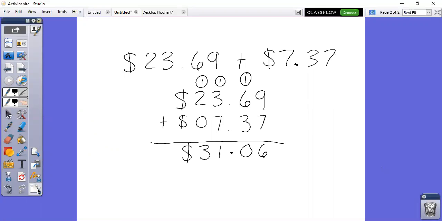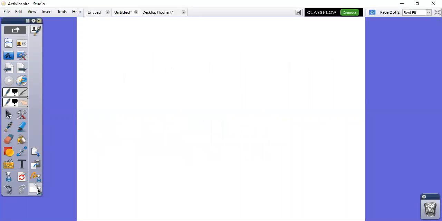All right, moving on to multiplication. We need to know how to multiply numbers. So first one that we're going to do, let's multiply, we'll do money.